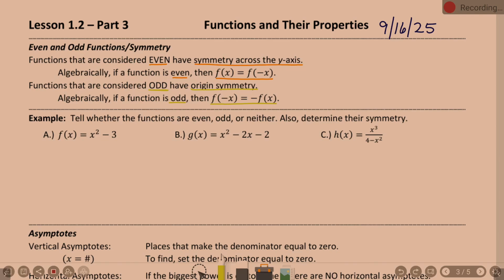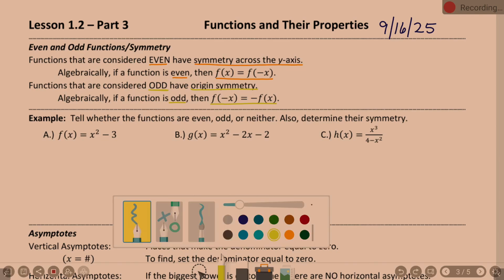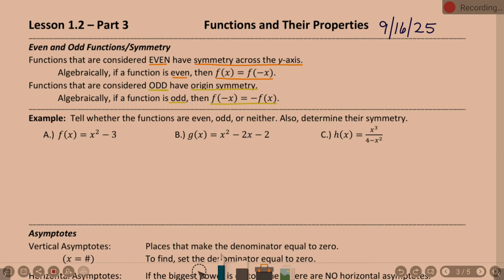Okay, guys. I've given you the information. Now I've got to put it into play. Here are 3 examples. Tell whether each function is even, odd, or neither. And then, of course, it says also determine their symmetry. Now, don't graph yet. We'll use the graph to confirm ourselves at the end, but I really want to stress how the algebra works.